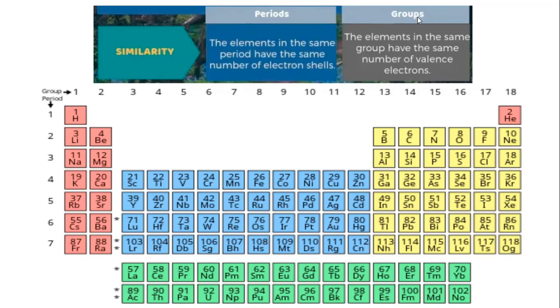Likewise, in the case of groups, the elements in the same group have the same number of valence electrons. So for instance, lithium is present in group 1. So lithium has 1 valence electron in its outermost shell. Likewise, sodium has 1 electron in its outermost shell. And potassium also has 1 valence electron in its outermost shell.